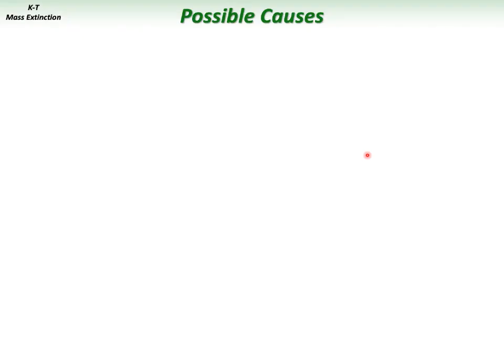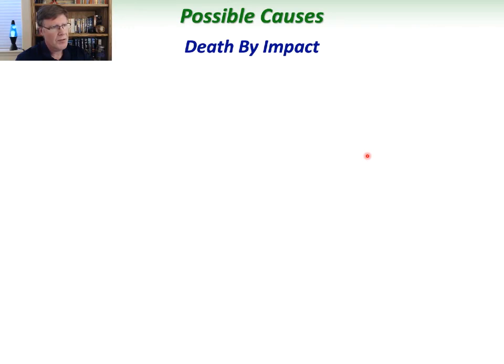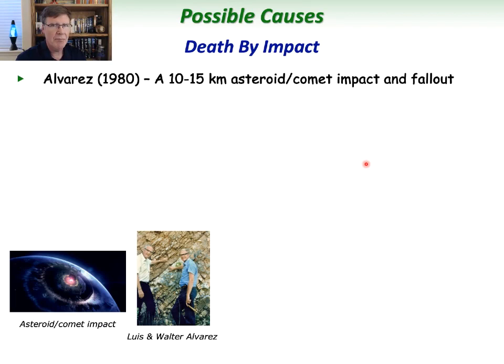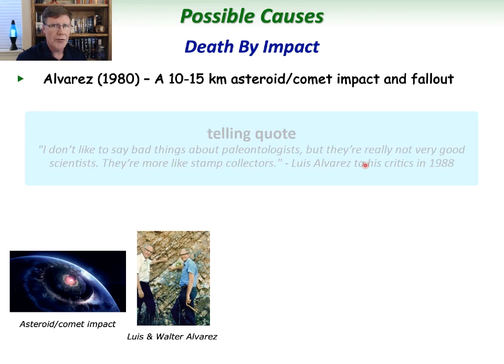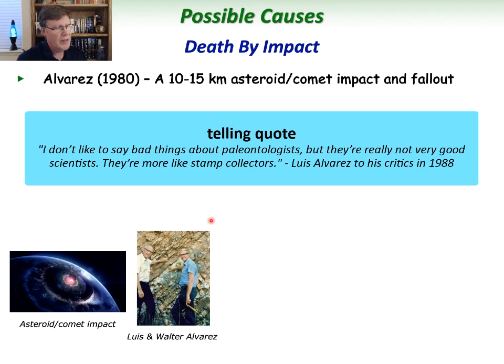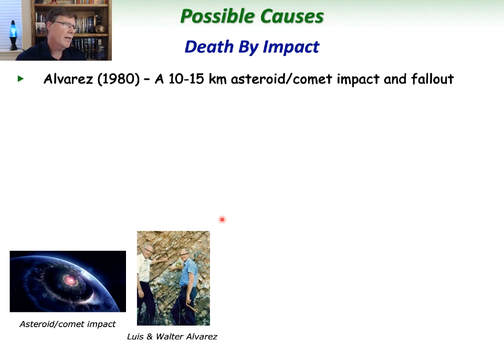Let's look at some of the possible causes. First, death by impact. How dramatic. This is the asteroid impact hypothesis, which was put forward by Luis and Walter Alvarez in 1980. They were looking at the element iridium in a K-T boundary layer at various places around the world, and they ended up having the idea that this was fallout from some kind of asteroid or comet.